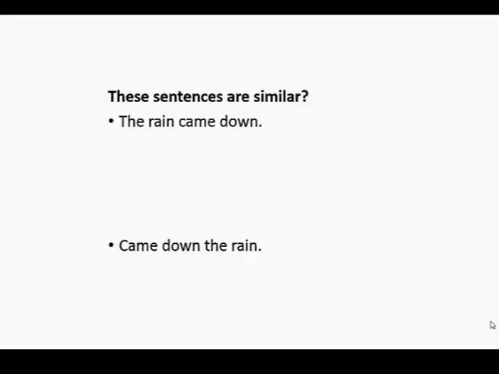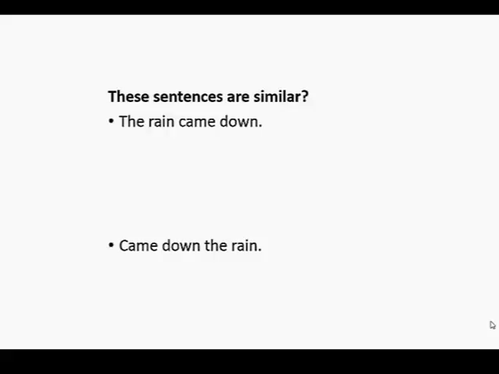In this case, I have two sentences, but we analyze the first. The rain came down. The is a determiner, rain is the subject, came down is a phrasal verb. A phrasal verb contains a verb plus a particle. The second sentence: came down the rain.